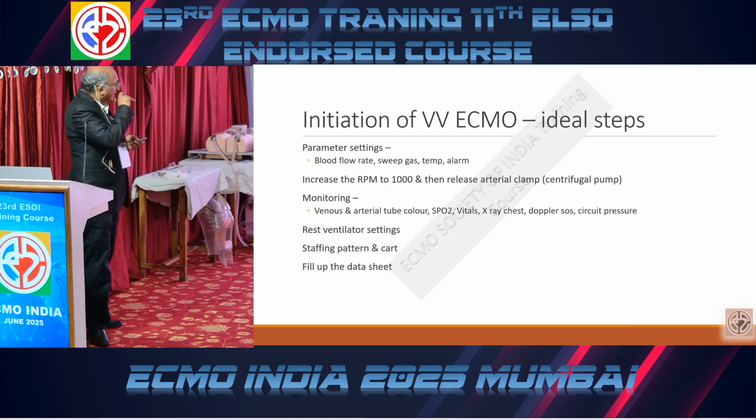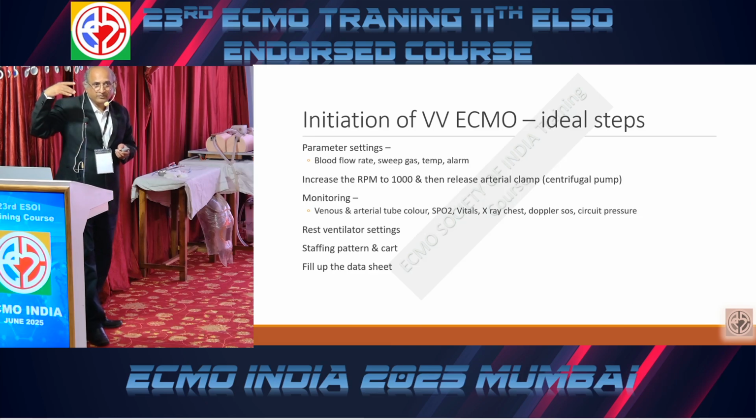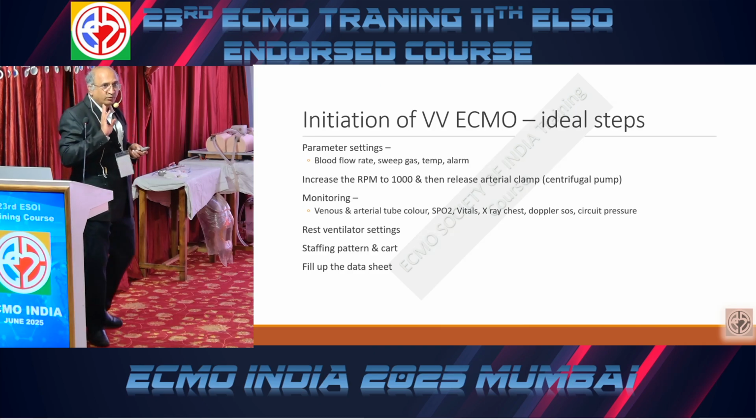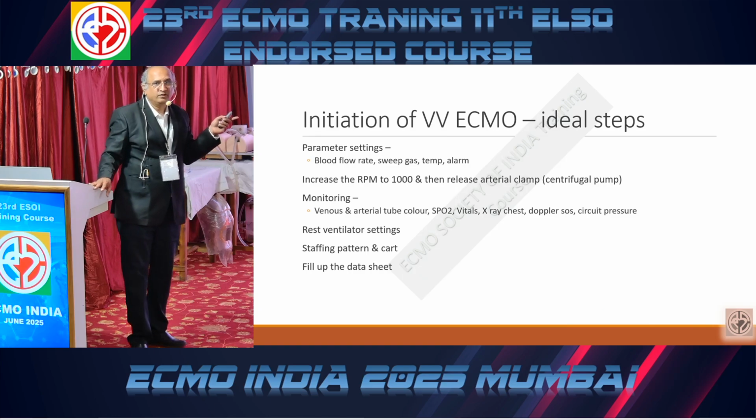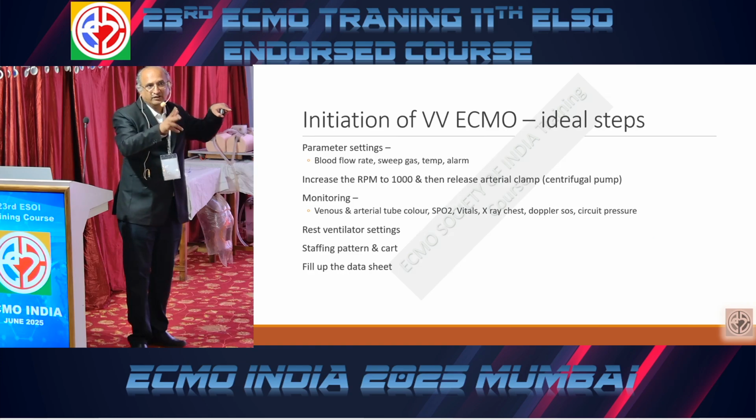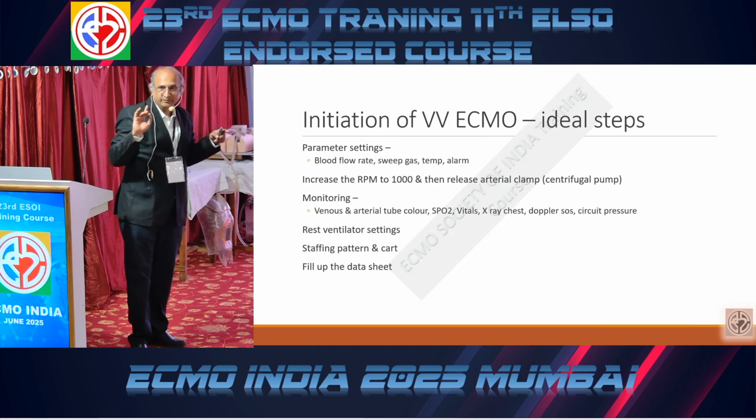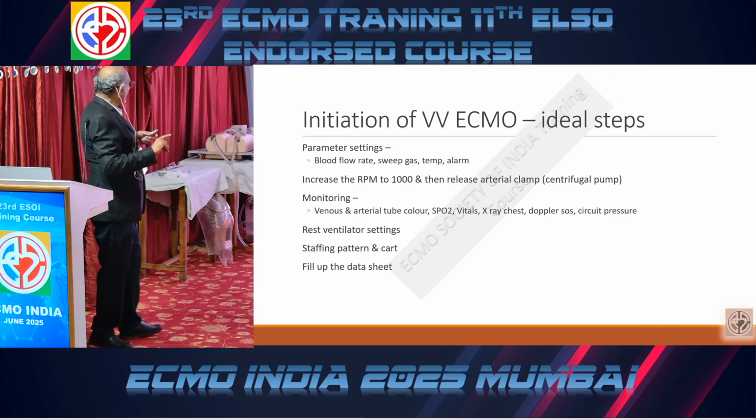Set the temperature, set the alarm. Stepwise, increase the RPM to 1000 and then release the return clamp. The venous clamp, the drainage clamp, you remove before or after, that doesn't make a difference. What is important is that the return clamp should not be removed before the RPM is 1000. So what we usually do is, we remove the drainage clamp, increase the RPM to 1000, then release the return clamp. That should be the step. Never forget to follow these steps. That is very important.